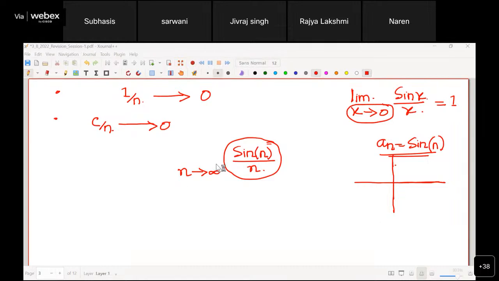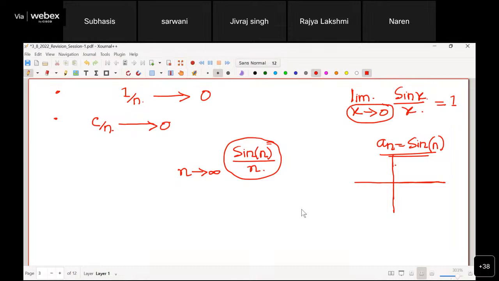When they ask about finding the limit, we should always assume that n will go to infinity, right? You need to find the limit of the sequence. If they just ask the question about the limit, we'll put n tends to infinity. That is what I am saying, right? You need to find the limit of the sequence.